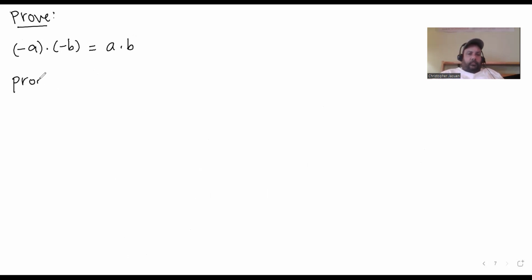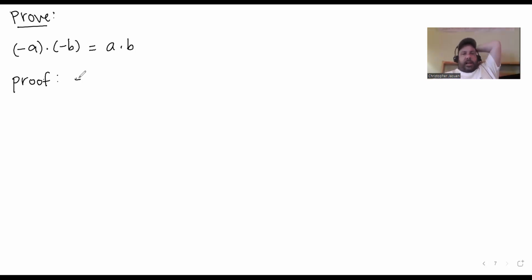Okay, moving on. The next one is we want to show that when you multiply two negatives together, you get a positive. So negative a times negative b, we want to prove this, is equal to a times b. Right, so we want to show that negative a times negative b is the same thing as the additive inverse of negative a times b. So I'll add those two things together.